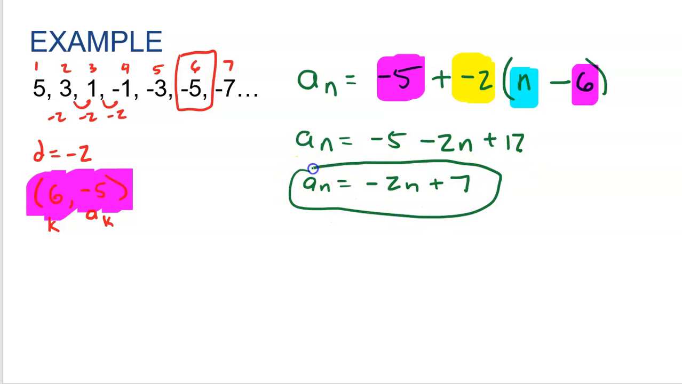And again, don't ever be afraid to check and make sure it works. If I plug in 4, I need to be able to get negative 1. That's going to be negative 8 plus 7, which is negative 1. That does confirm that the formula works.